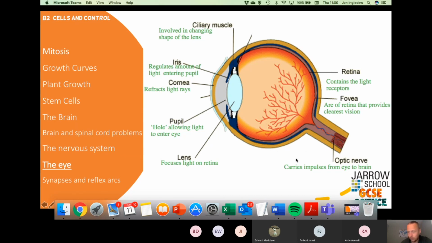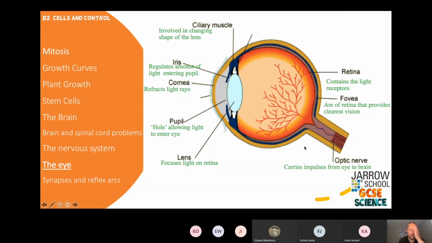So the eye, how are you going to learn that? You can make a glossary. You can do flashcards. You can write these down and write the definition of the lens on the back, or what's the job of the lens, what's the function of the lens. It's to focus light, things like that. So yeah, you will have to remember all them parts of the eye. Enjoy.